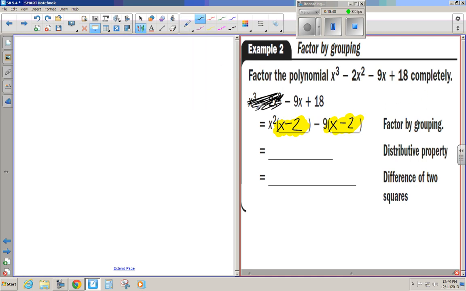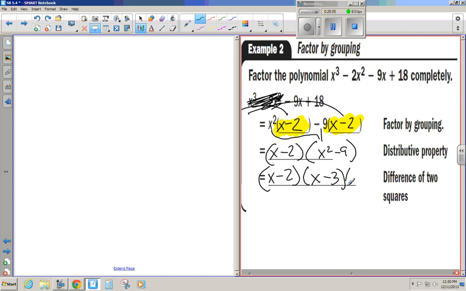So once you know they're identical, you take them away, x minus 2. Take it out of each term. And then rewrite what's left over, x squared minus 9. You have now factored by grouping. The difference of two squares, well, don't think you're done just because you did one little step. X squared minus 9 is x minus 3, x plus 3. That's factor by grouping.